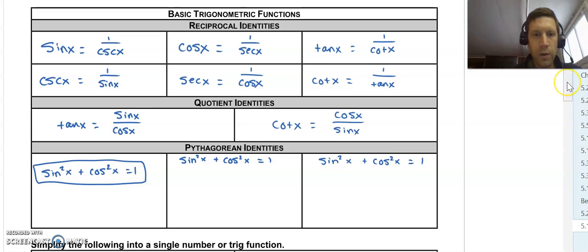But go ahead and pause it. Let's get these identities down. We know all of these reciprocal identities already. We've talked about the quotient identities. And then the last part that's new is the Pythagorean identity. So go ahead and get these down, and then you can unpause when you do.